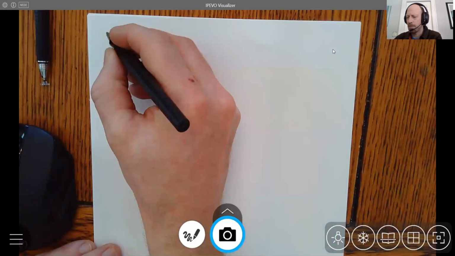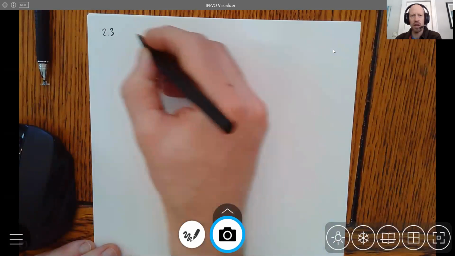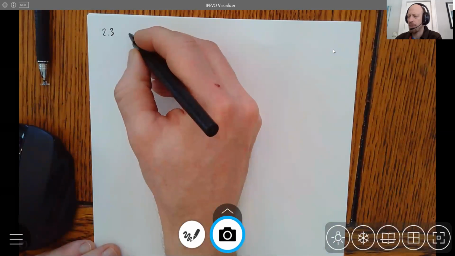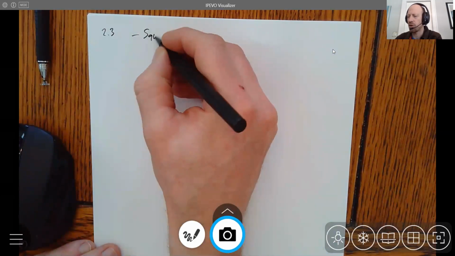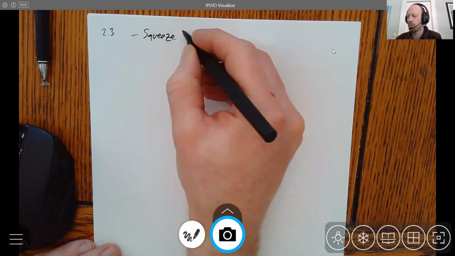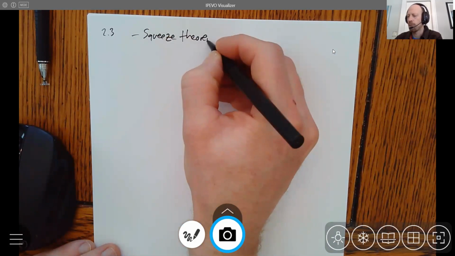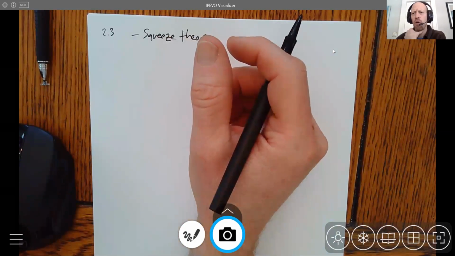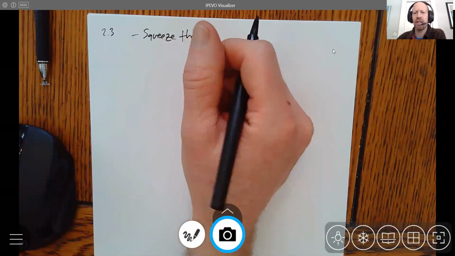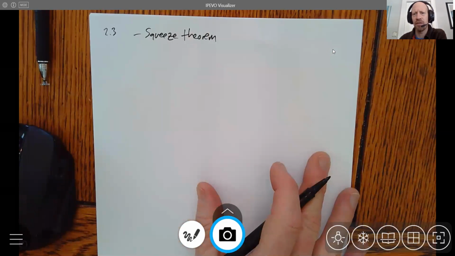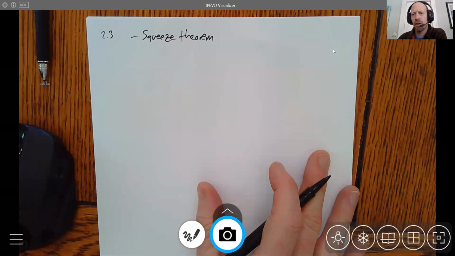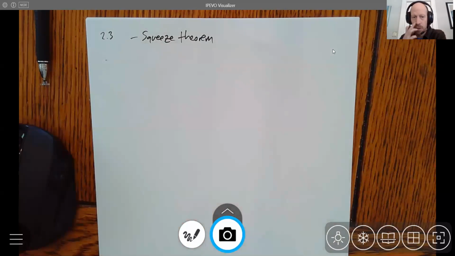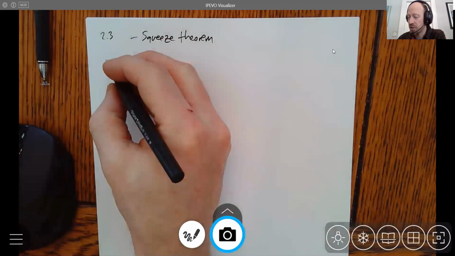But at the end of 2.3, there's a topic called the squeeze theorem. And you know, our goal here is to be able to calculate limits, right? We're trying to find limits, and we have a couple different strategies, right? So I guess before I dive into the squeeze theorem, remember a couple of our strategies.